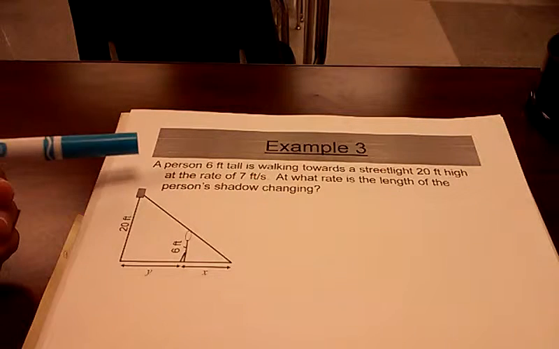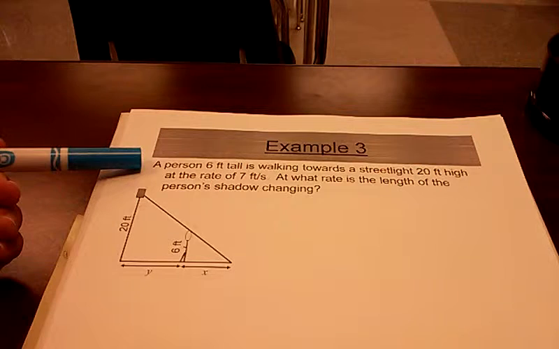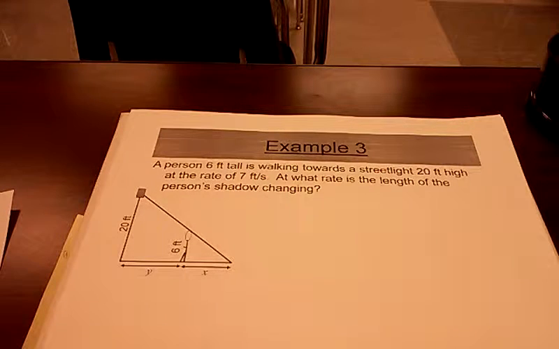All right, guys, for this problem, it says a person 6 feet tall is walking towards a street light 20 feet high at a rate of 7 feet per second. At what rate is the length of the person's shadow changing?